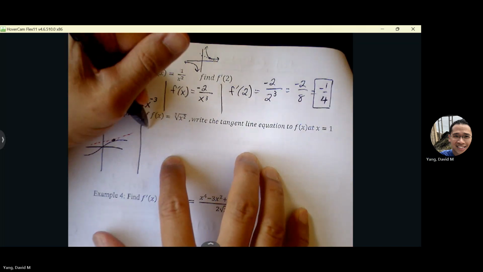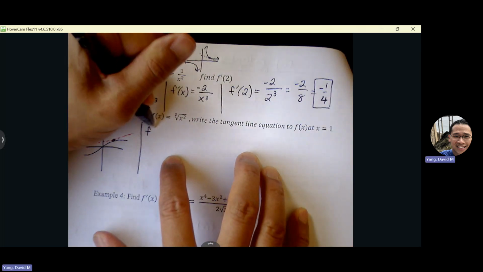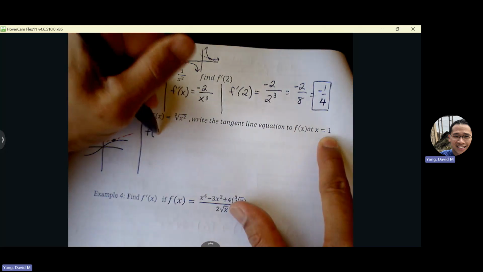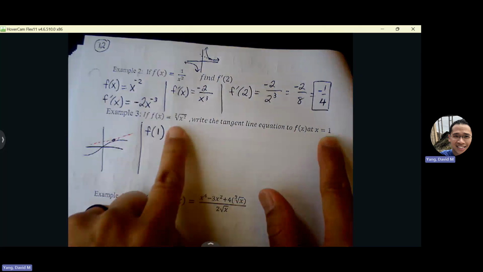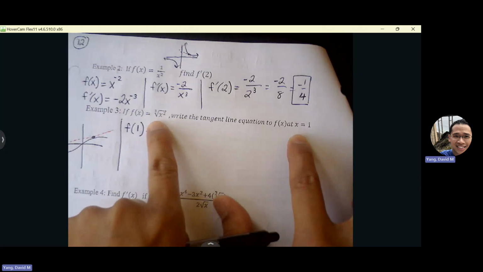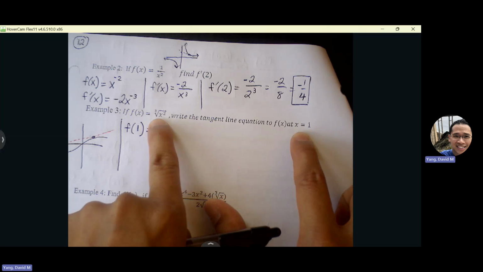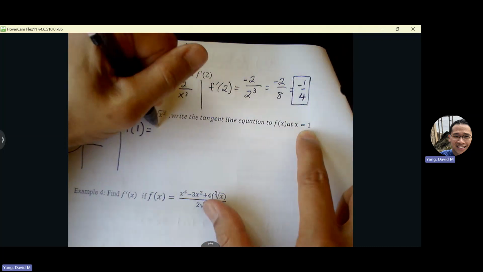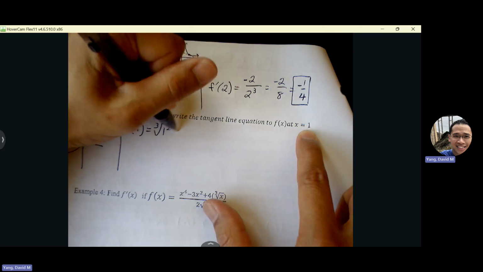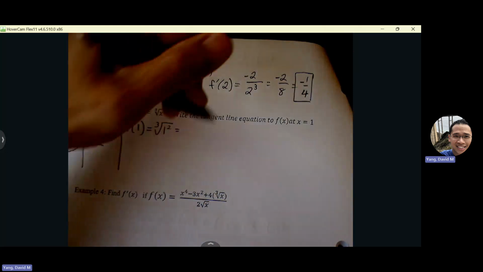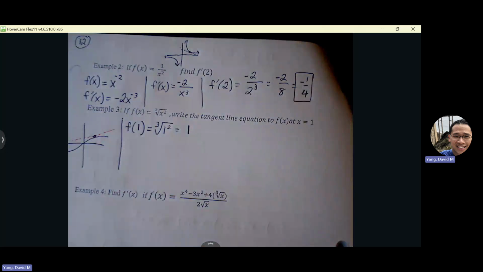So let's go ahead and find the ordered pair first. Maybe get that out of the way. So f of 1, we're just going to find the ordered pair. Anytime we want to find the y value, we're not going to use the derivative. We're going to use the original function. So 1 in for x. So cube root of 1 squared. Cube root of 1 is 1. 1 squared is 1. So my ordered pair is just 1, 1.